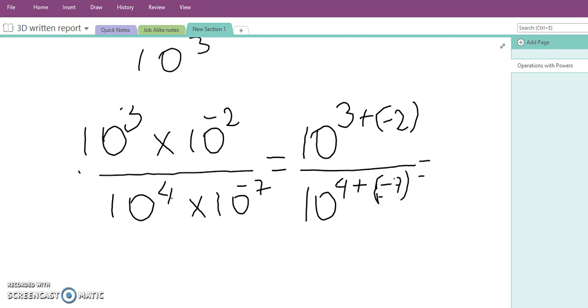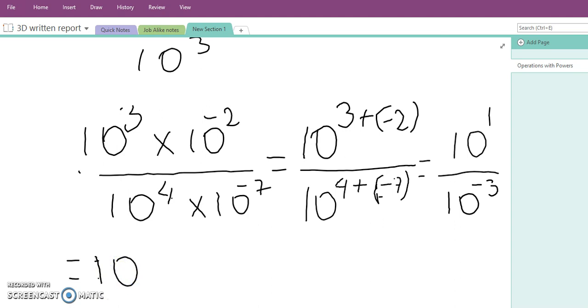All right. Well, this comes out to, let's do the top. 3 plus minus 2, that's 10 to the 1. 4 plus minus 7, that's 10 to the negative 3. Now next, I'm going to use my division rule. I'm going to subtract my exponents. Remember, you subtract top minus bottom.